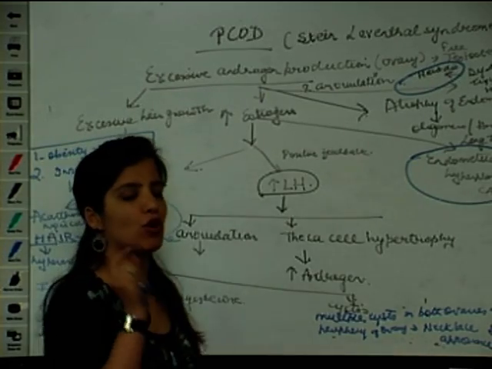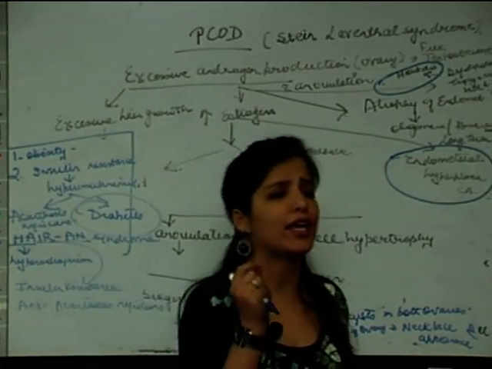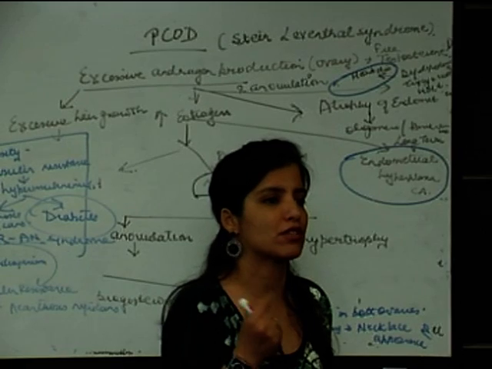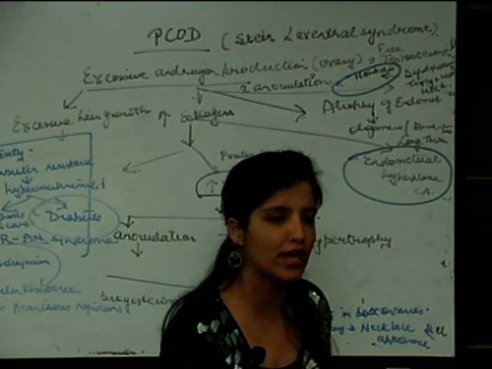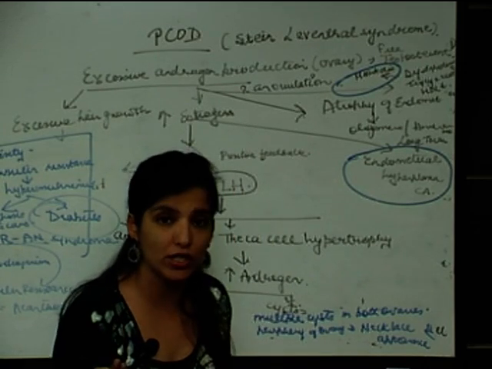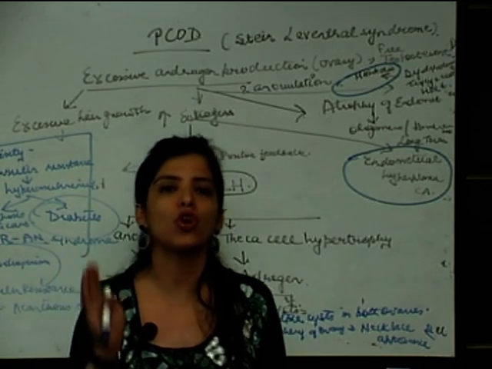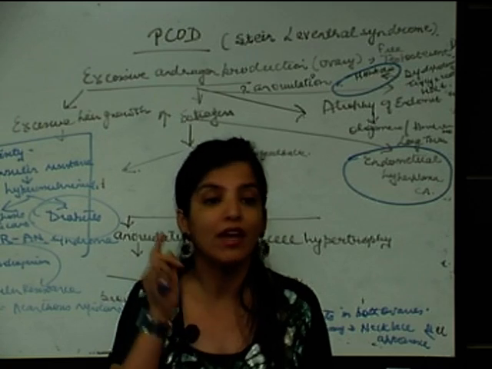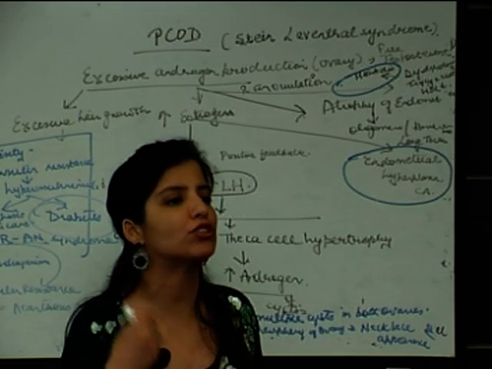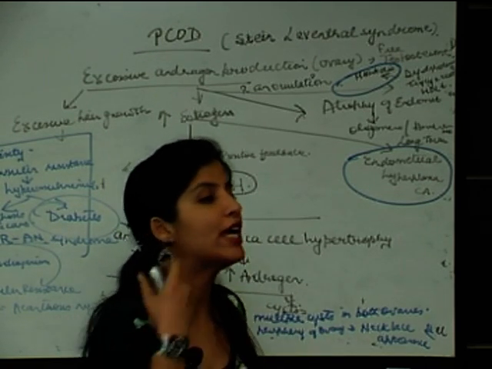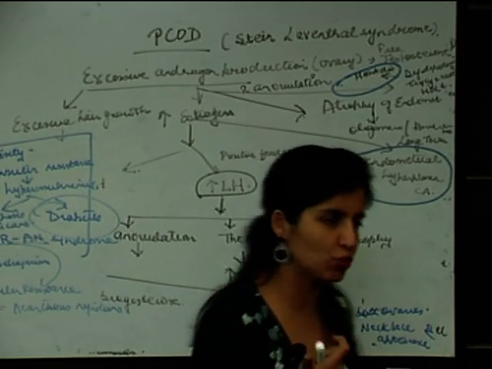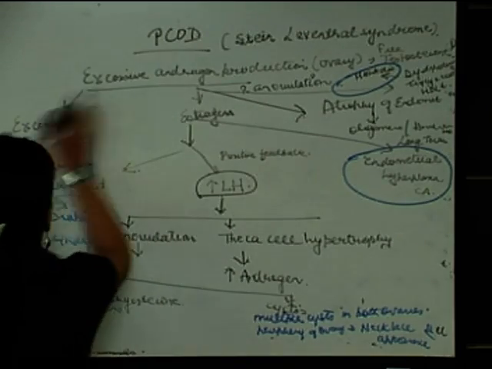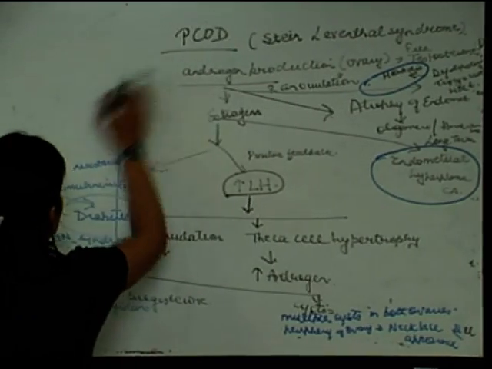Infertility in case of PCOD is very easily treatable because it is a result of anovulation. You just have to give ovulation inducing drugs and the infertility is treated. So infertility is not a long-term consequence. Rather, if they ask you what is the most common cause for easily treatable infertility, PCOD is one of those causes. Now, how do we manage a patient of PCOD?